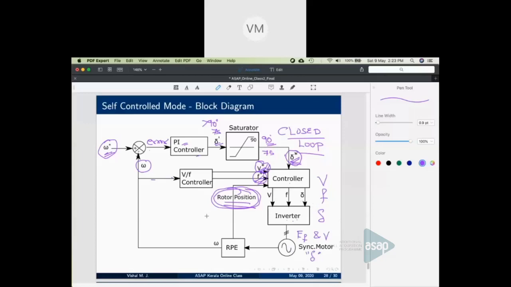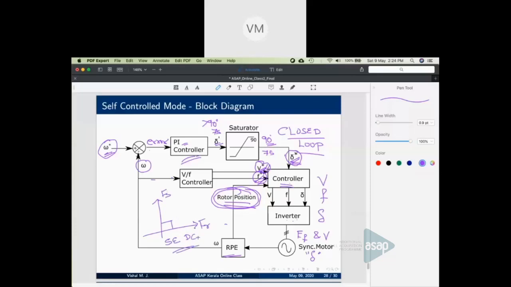Obviously from the diagram itself we can say it is much more complex than true synchronous mode. There it was open loop, there was no feedback needed. Here you have a rotor position encoder, you need feedback, you need a PI controller, and all such complexities are there. But understand, this is the best you can get, because with this you can make your FS and FR 90 degree to each other, which means it is similar to a separately excited DC motor, and that's the best you can get out of a motor.